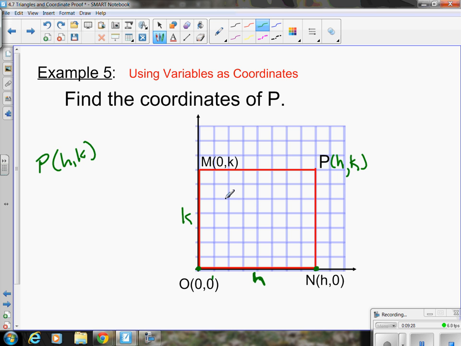And now you can do interesting things. You could find the slope of this line if we wanted to. We're staying pretty basic here today, but it's nice to see a basic thing before later on we'll get into more complicated proofs with the coordinate plane.